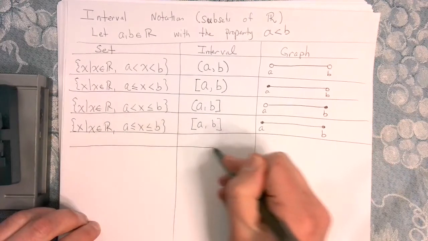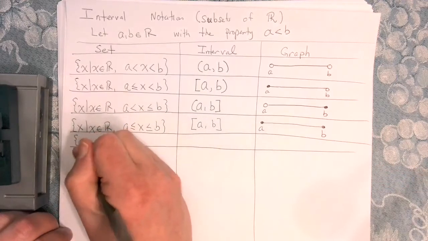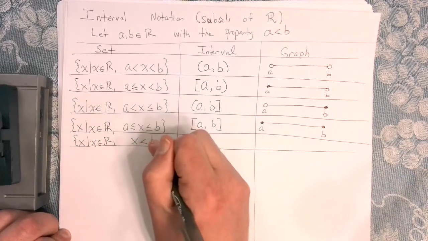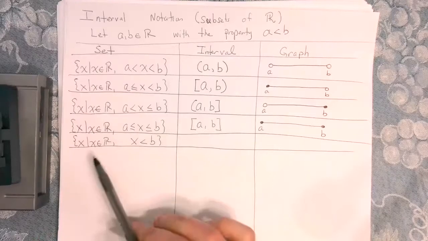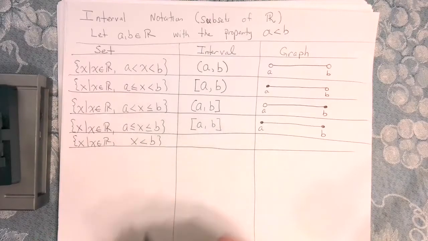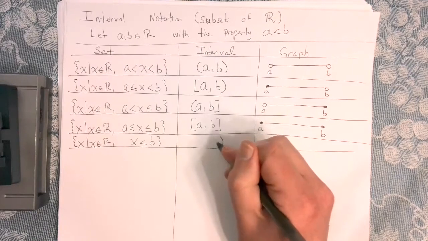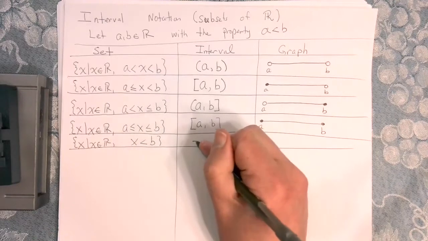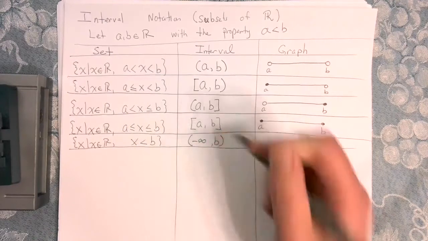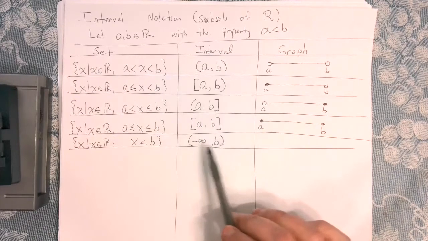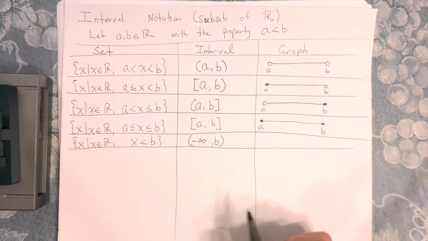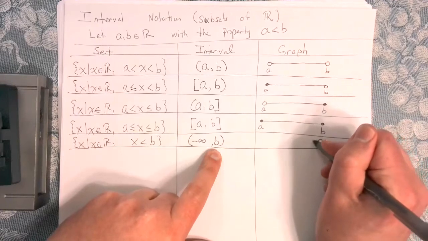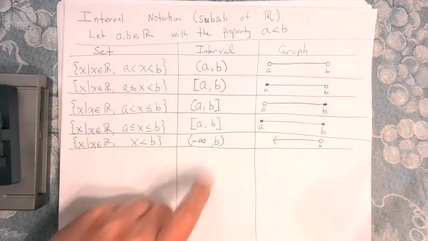Okay, so let's look at some more interesting cases. Let's now consider the set of all x's such that x is real, and x is strictly less than b. So we want the collection of all real numbers that are strictly less than b. So it looks like we're going to be decreasing forever, and we denote that in this way. Now, when we deal with infinities in this course with intervals, that'll always be open. So how do we graph that? Open at b, but going forever to the left. Forever to the left we'll denote with an arrow.